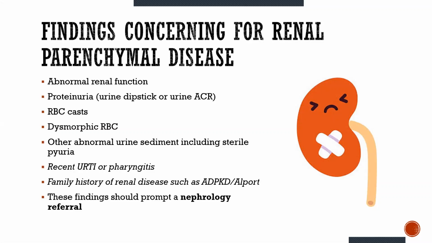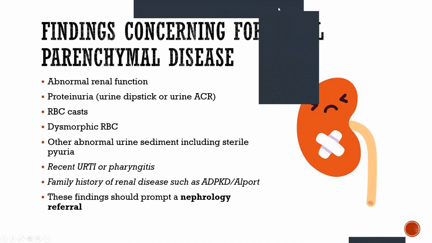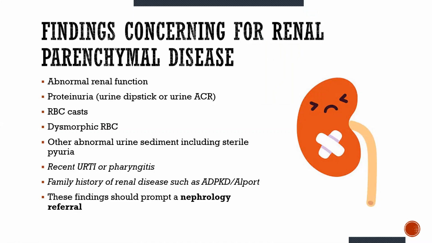And then some clinical features. These aren't like you have to refer every patient to nephrology if they have these things, but they might increase your suspicion of underlying renal parenchymal disease. So if they've had a recent upper respiratory tract infection or pharyngitis, those can be associated with glomerular disease and often trigger the hematuria in people with underlying diseases. A family history of polycystic kidney disease, that stands for autosomal dominant polycystic kidney disease, or Alport disease in the family, should spur a nephrology referral.